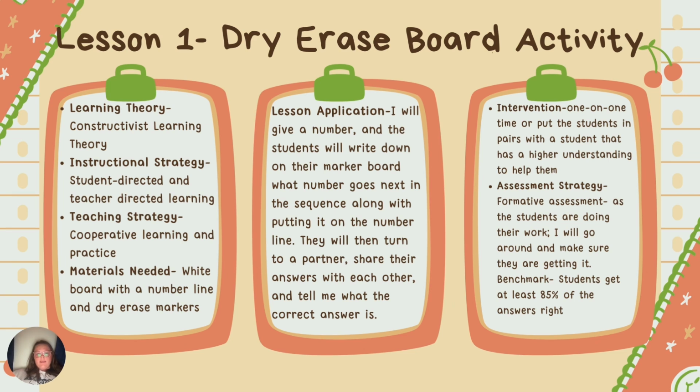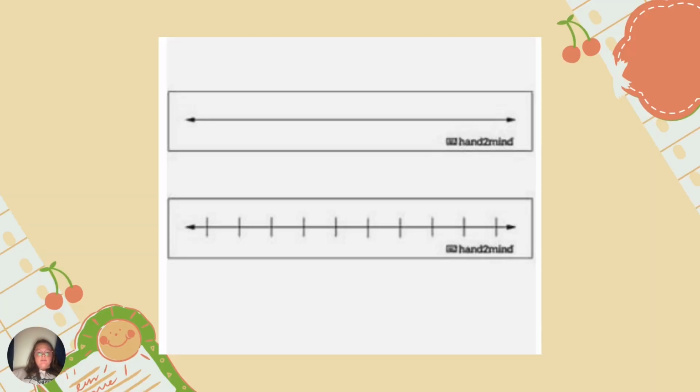I will be using a formative assessment. As the students are doing their work, I will go around and make sure they are getting it. The benchmark for this lesson is that students get at least 85% of the answers right. This is what the dry erase board we would use would look like.